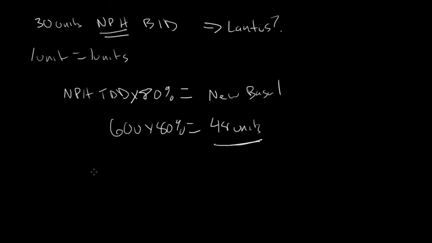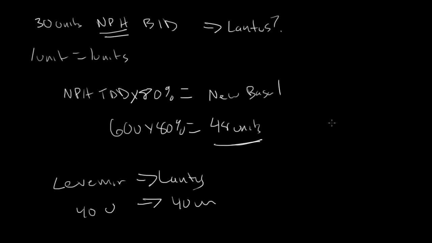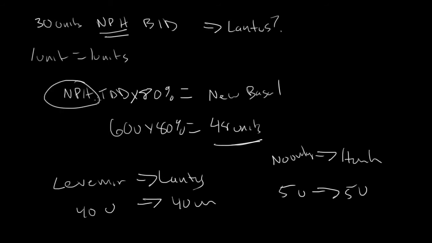It's pretty straightforward. If I was instead converting from, let's say, Levemir to Lantus, and I had 40 units, then it would just be 40 units. If I was converting from Novolog rapid acting to Humulin, and I was giving 5 units, it would just be 5 units. So pretty much every time you're doing conversion, it's always direct, except for NPH. Whenever you're converting from NPH to anything, just take 80% of that total.